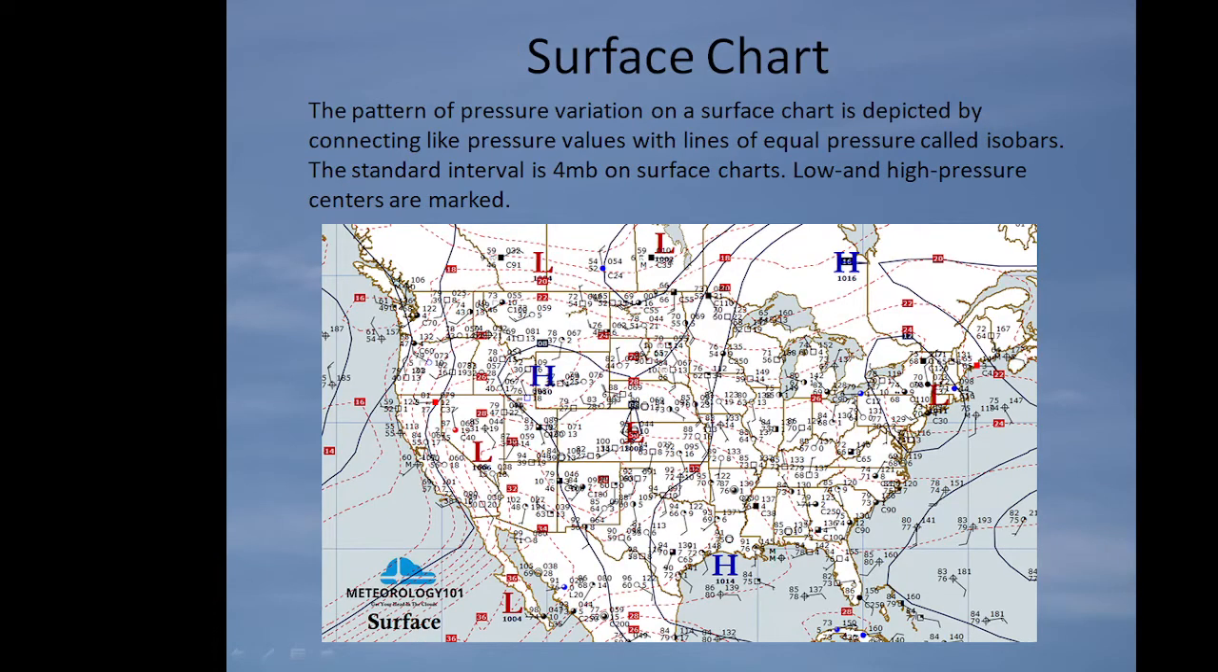So the pattern of the pressure variation on the surface chart is depicted by connecting like pressure values with lines of equal pressure called isobars. We just covered that, and the spacing of those isobars is every 4 millibars on the surface chart, and then they'll mark your low and high pressure centers. And then the red dashed lines are isotherms, and they are lines of equal temperature.